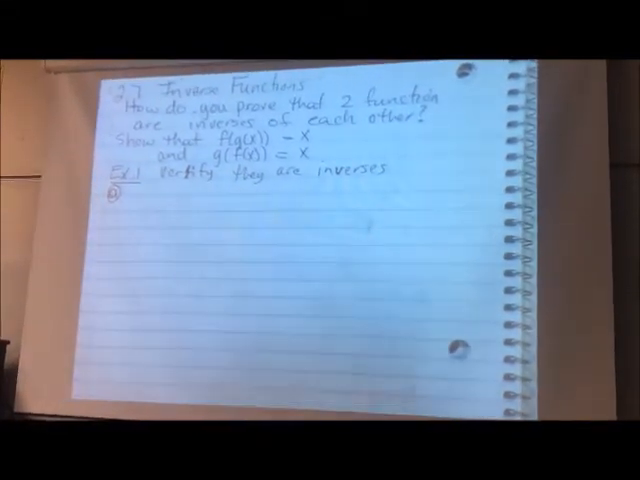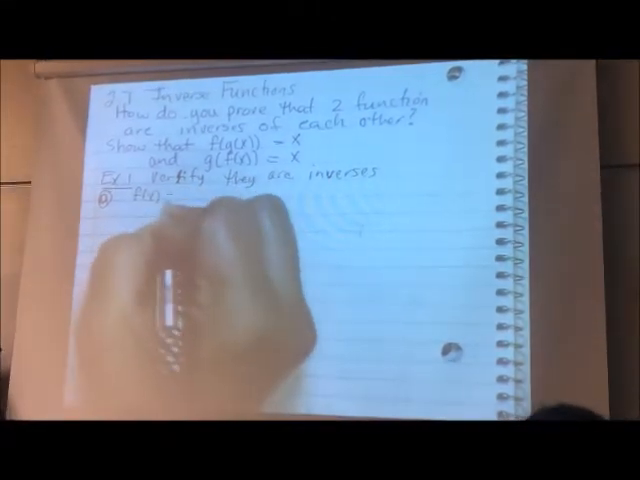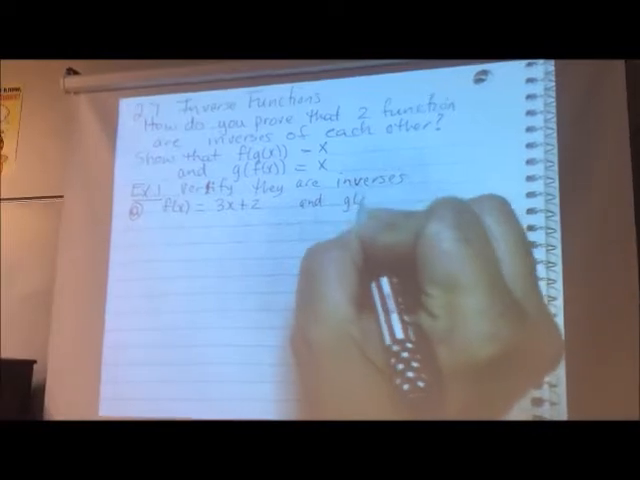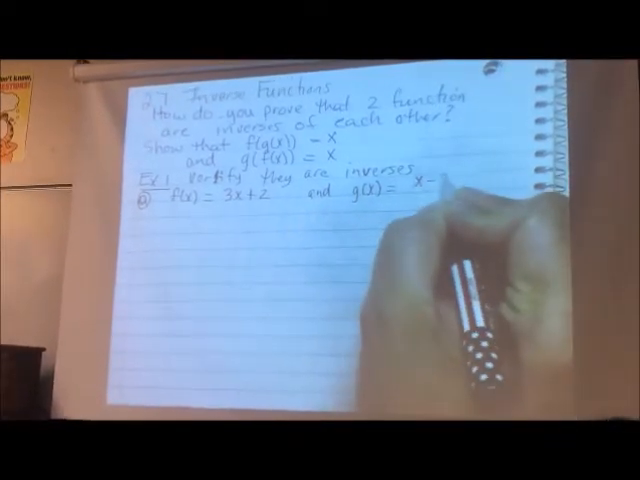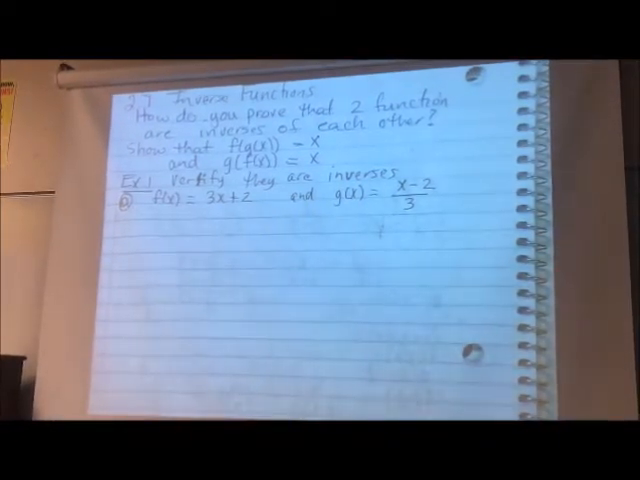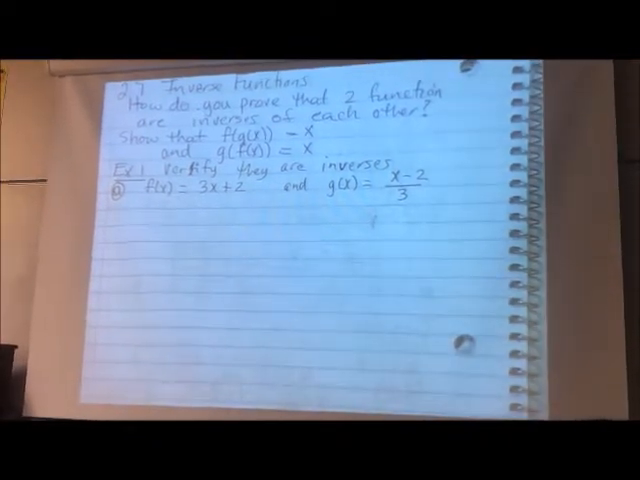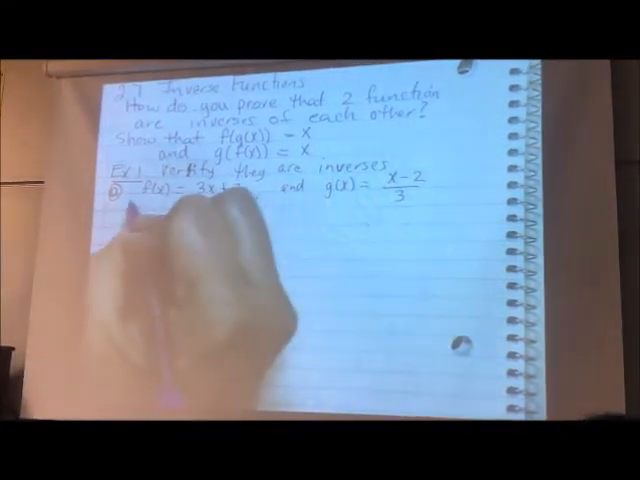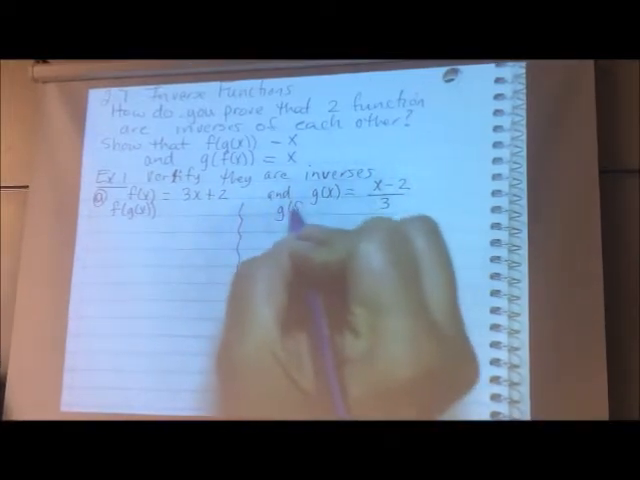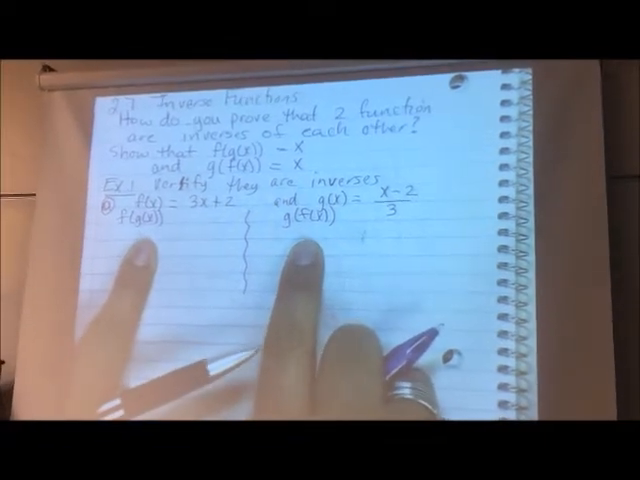Here's the first one we need to verify. They're going to give you f of x equals 3x plus 2, and g of x equals x minus 2 over 3. So you have two parts to verify here: that f of g of x is equal to x, and that g of f of x equals x. Which means what to you? I have no idea. So we're going to split this into two. I have to do this, and I have to do this. And this notation, we covered it last time in 2.6, composition of functions.